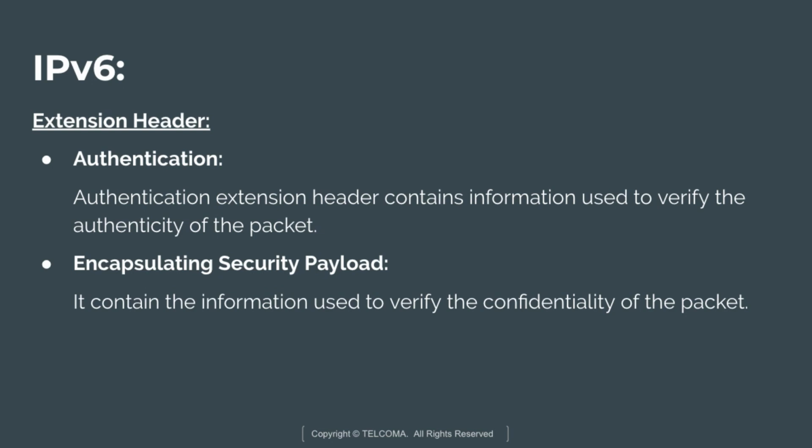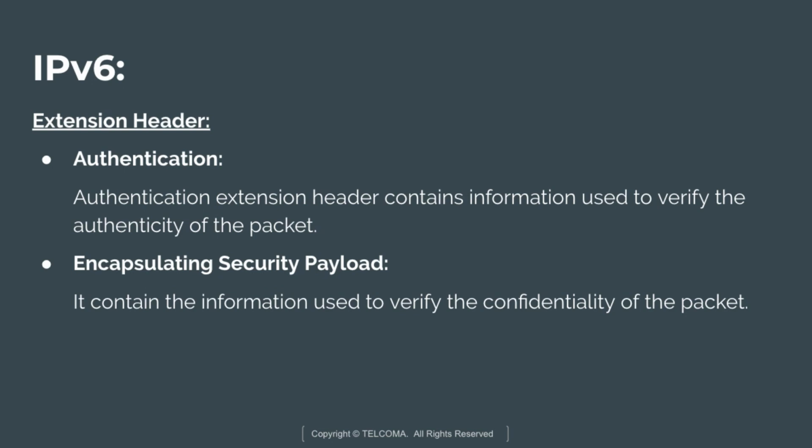Next is the authentication header. The authentication header is added when the value of the next header field is 51. It contains information that is used to verify the authenticity of the packet. So it provides data authentication, that is, verification of the node that sends the packet, and data integrity, that is, the verification that the packet was not modified during transmission.